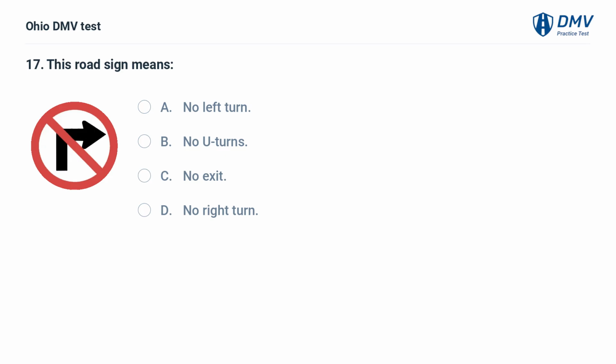This road sign means A. No left turn. B. No U-turns. C. No exit. D. No right turn.